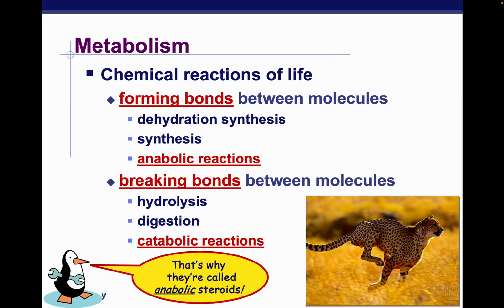Metabolism. These are just the chemical reactions of life. Metabolism will form bonds between molecules, which includes dehydration synthesis, like we talked about. We remove a hydrogen to form a polymer. Synthesis and anabolic reactions. Breaking bonds between molecules includes hydrolysis, like we talked about, which is where you're adding a water molecule to break down a polymer. Digestion and catabolic reactions. So anabolic reactions form bonds, and catabolic reactions break bonds.